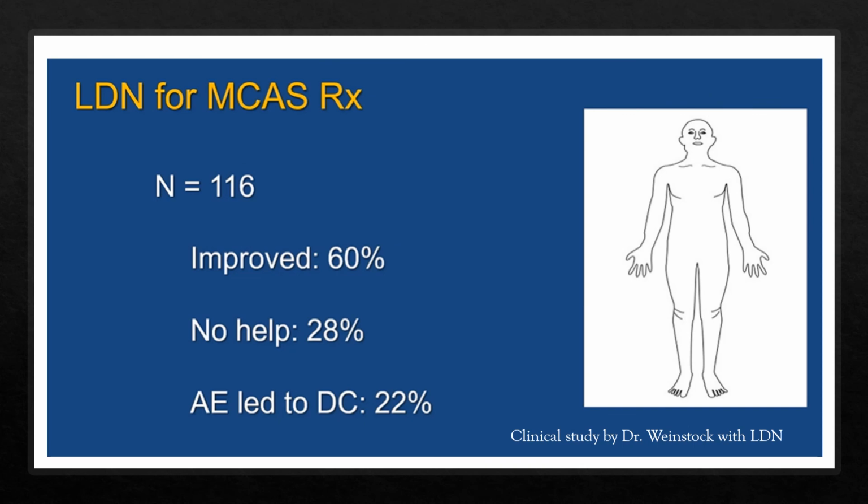Dr. Weinstock at the LDN Conference did present a study that he did with some efficacy in the use of LDN. So low-dose naltrexone is another therapeutic that can be used with some efficacy and proven results. In this study, Dr. Weinstock used approximately 116 subjects, so it was an N of 116, and he noted that there was some improvement in about 60% of those subjects. In about 28% of those on LDN for MCAS, there was no help. In other words, it failed. And then because of side effects that led to discontinuation, that was about 22% that could not tolerate the LDN.